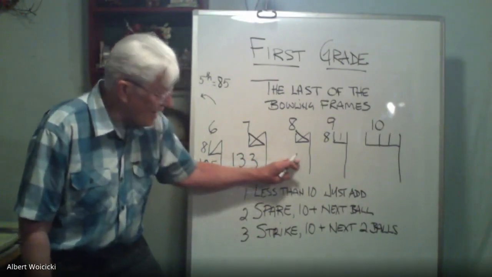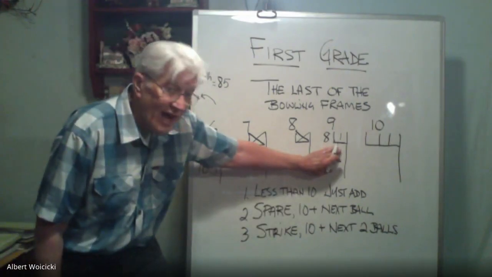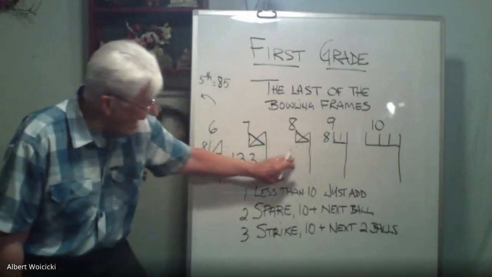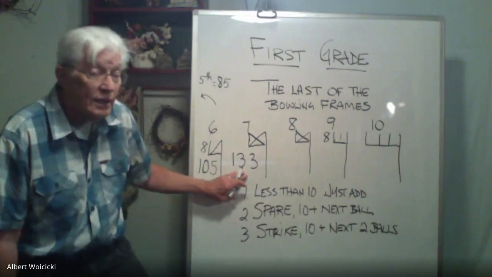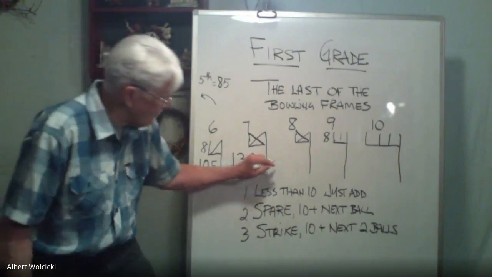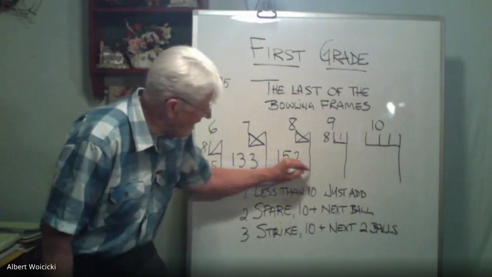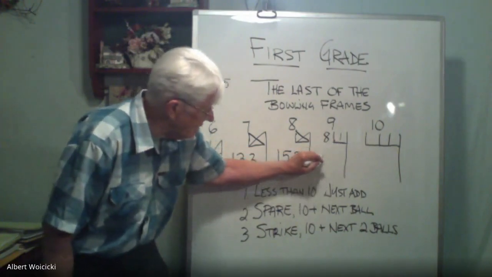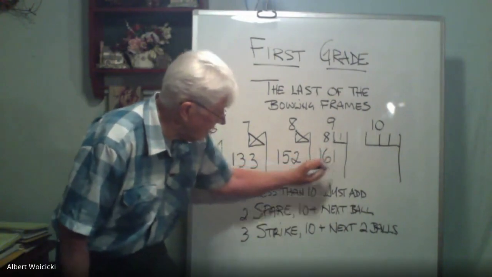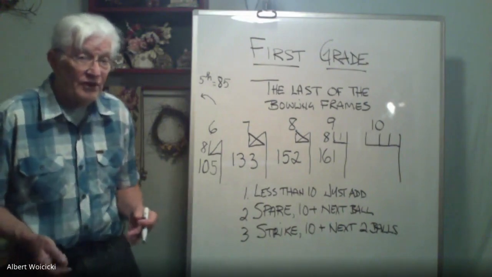Now, here's a strike. We're waiting for the next 2 balls, and the person got a total of 9. So that means they have 19 added to 133, which is just 1 less than 20 added, which would be 153, so it's 152. And finally, we have 9. So here we are in the 9th frame, we have 161.